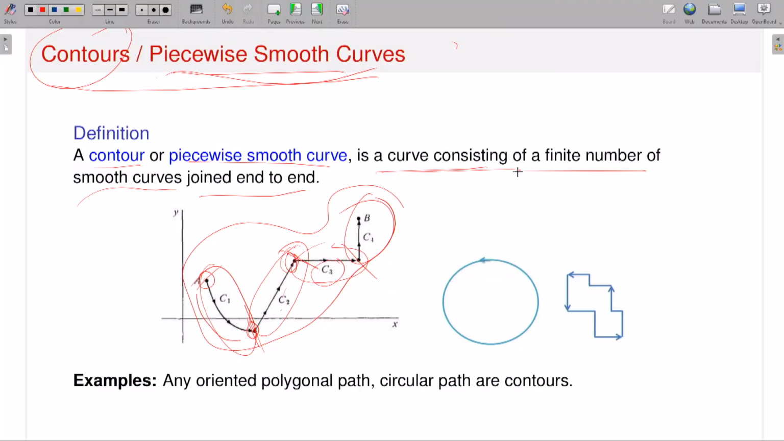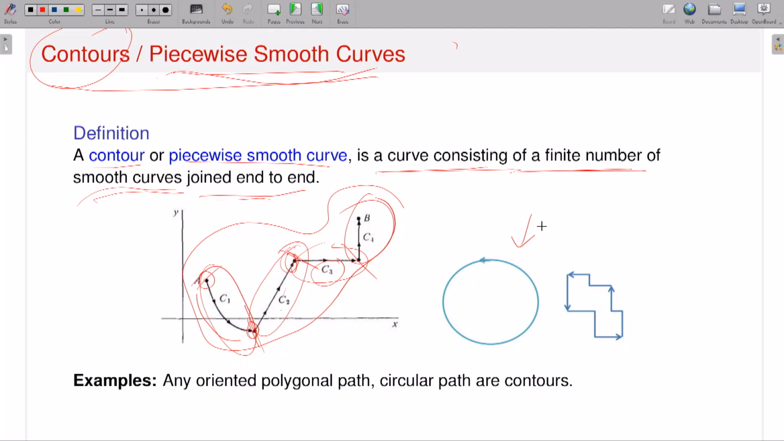So it says that it is a curve consisting of a finite number of smooth curves joining end to end. That means suppose I have a smooth curve starting from somewhere and ending somewhere, and another smooth curve should start where the earlier one ends. So it should be like that. Okay. So this is also a smooth curve. It has only one piece. So this is also smooth.